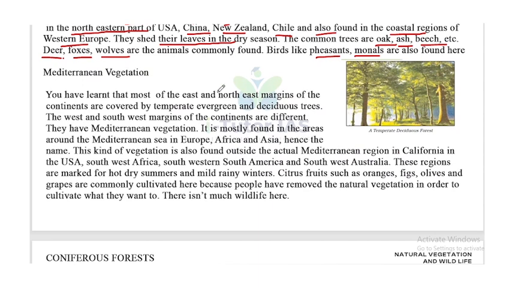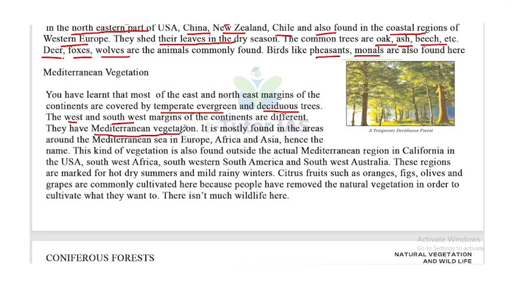Now, Mediterranean vegetation. You have learned that most of the east and northeast margins of the continents are covered by temperate evergreen and deciduous forests. Now the west and southwest margins of the continents are different. They have Mediterranean vegetation.